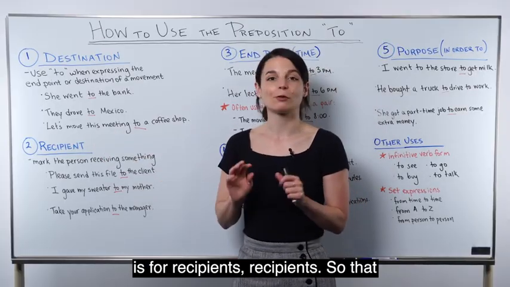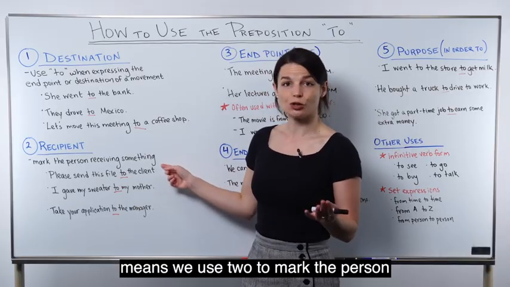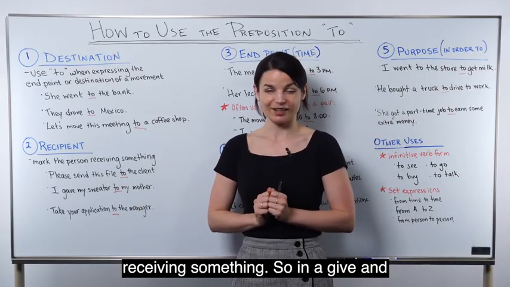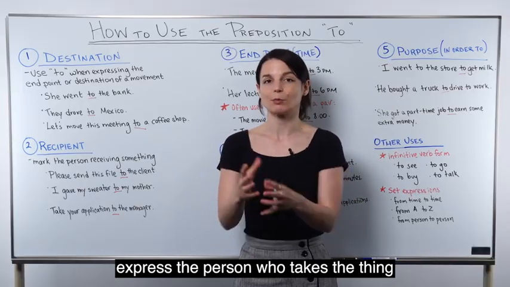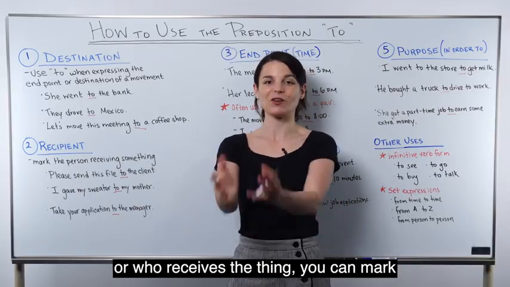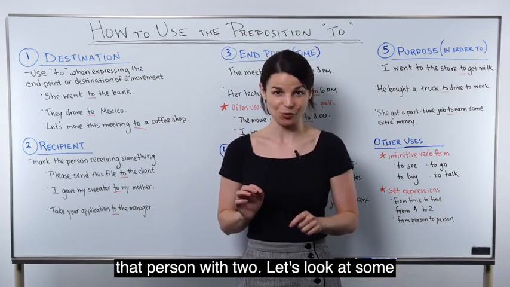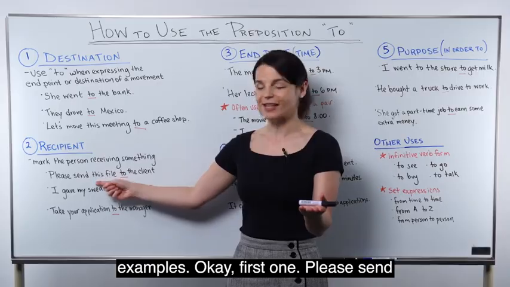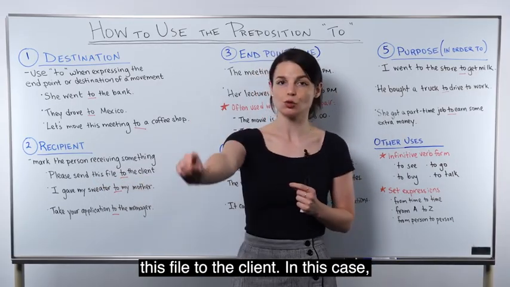Number 2 is for recipients. So that means we use to mark the person receiving something. So in a give and receive situation, when you want to express the person who takes the thing or who receives the thing, you can mark that person with to. Let's look at some examples. Okay, first one. Please send this file to the client.